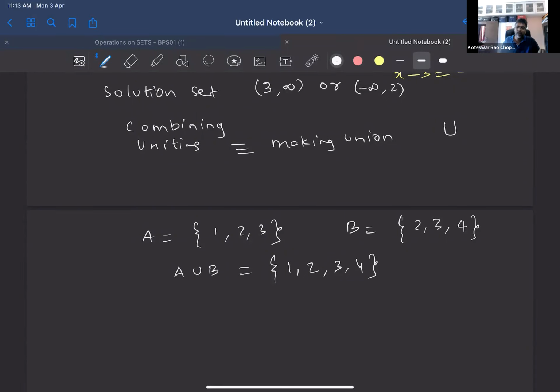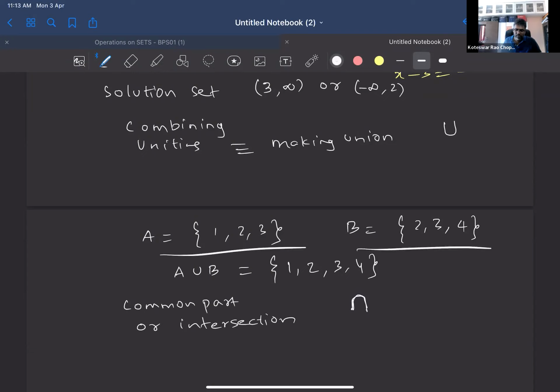There is another thing called intersection or common part. For the intersection, there is an upside-down cup symbol. So suppose for the two sets, are there any common elements? We have 2 and 3 common, right? Yes, sir. So in this case, when you take A intersection B, you consider only 2 and 3.